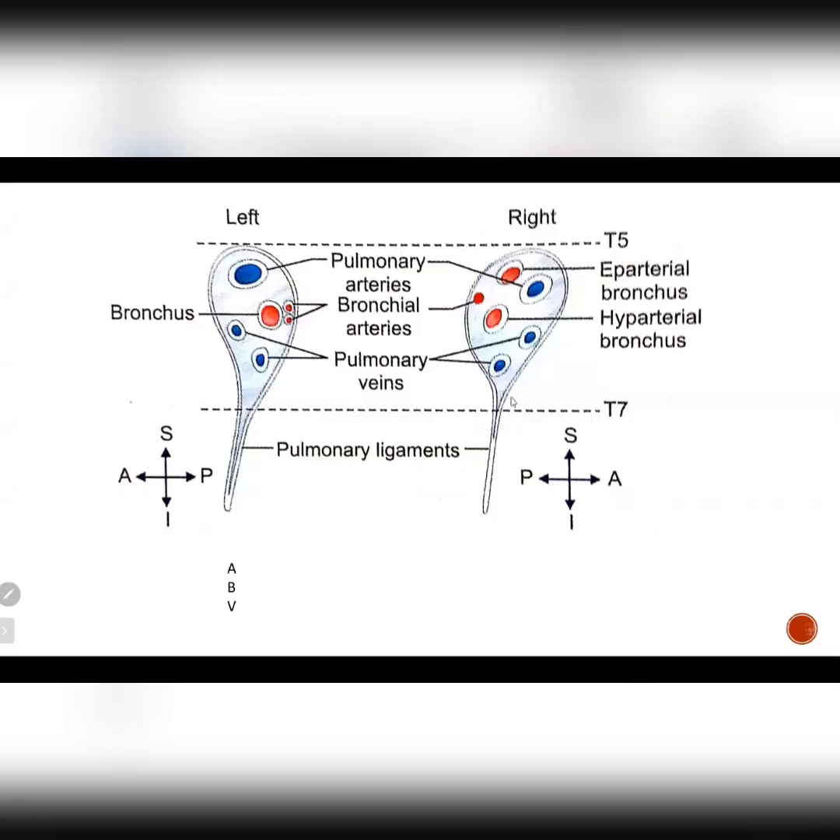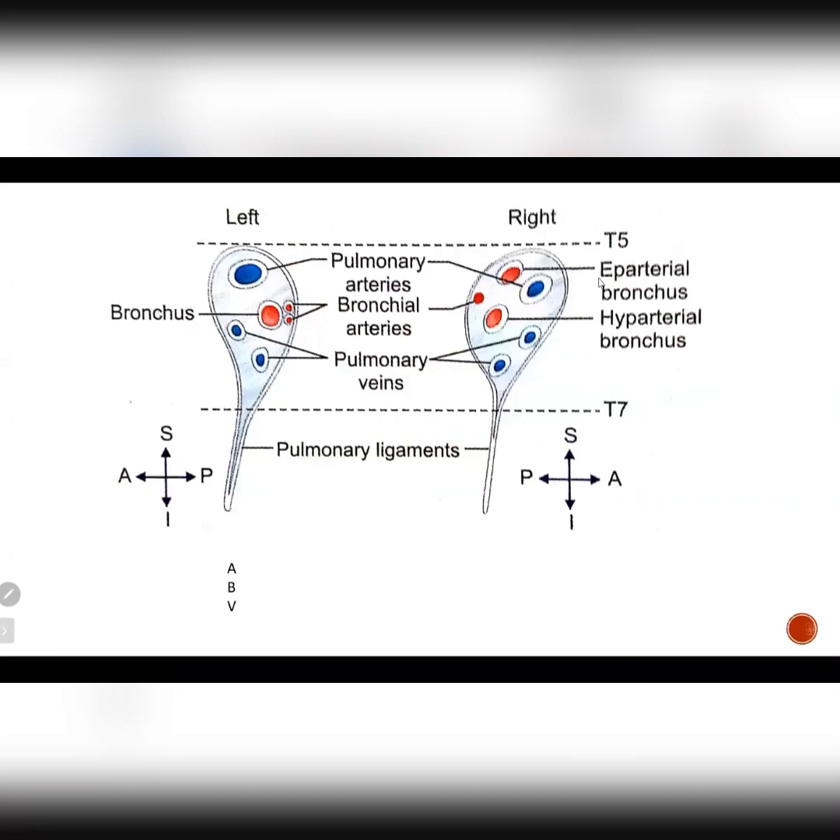What about for the right lung? Now the right lung has three lobes, and before the main bronchus enters into the right lung, it will divide into two subdivisions. The right bronchus divides early before it enters into the hilum of the lung. So if you look at this diagram, you can see there are two bronchi in the right hilum. If this is a pulmonary artery, above the pulmonary artery, the name of the bronchus is eparterial bronchus.